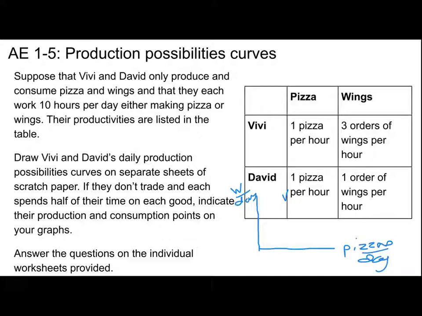The easiest way to do these is to figure out how many wings VV could make in a day. She's working 10 hours a day. This is a daily production possibility curve, and these productivities give her pizza and wings per hour. So if she's working 10 hours a day, she could make 30 orders of wings if she just made wings, or if she just made pizza, she could make 10 pizzas. And then there's an infinite number of combinations of pizzas and wings that she could make, assuming we could split wing orders into fractions of wing orders. Anyway, you can just connect those dots and you'll get her production possibility frontier.